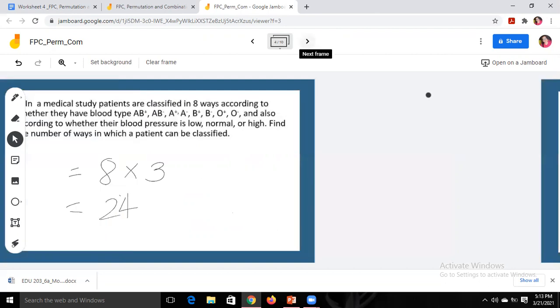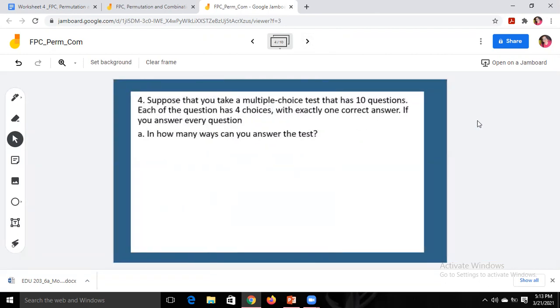Okay, what about the fourth problem? Okay, so fourth problem natin. Suppose you take a multiple choice test that has 10 questions. Each of the question has 4 choices with exactly 1 correct answer. If you answer every question, in how many ways can you answer the test? Okay, so if you have 10 questions, bawat question natin has 4 choices. So ibig sabihin, yung first question has 4 choices, second question has 4 choices. So that means that's equivalent to 4 raised to 10. Okay?